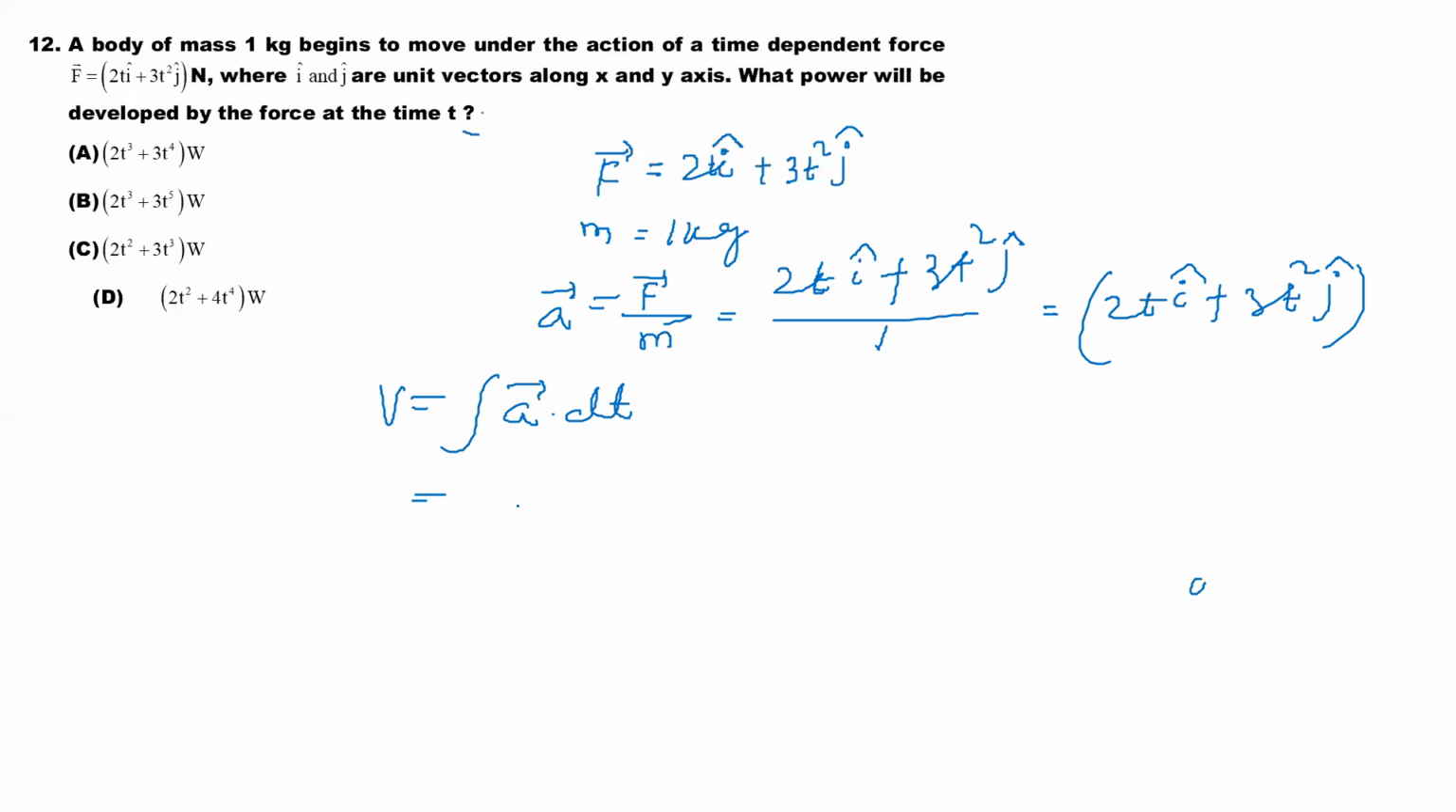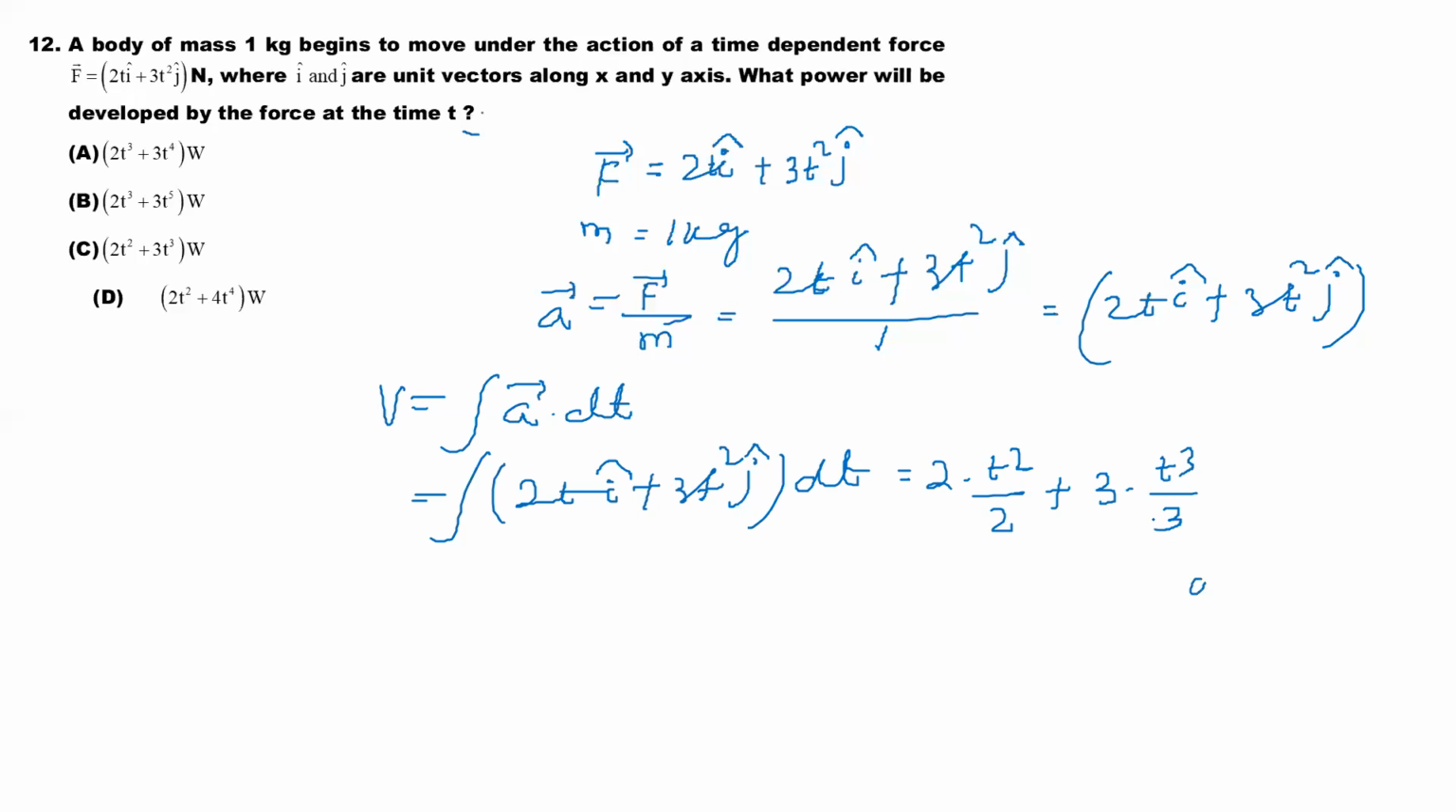So acceleration is how much? 2t i cap plus 3t square j cap. Correct. Integrating dt. 2t integration, students, how much? t square by 2, so 2 into t square by 2, the 2 cancels, plus 3 into t cube by 3, the 3s cancel. So that is equal to t square i cap plus t cube j cap meter per second. This is the velocity after t time. This much meter per second.